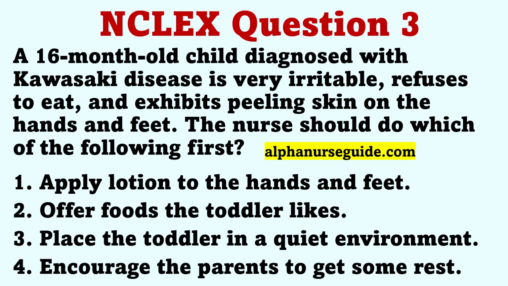The correct answer is 3. One of the characteristics of children with KD is irritability. They are often inconsolable. Placing the child in a quiet environment may help quiet the child and reduce the workload of the heart. Although peeling of the skin occurs with KD, the child's irritability takes priority over applying lotion to the hands and feet. Children with KD usually are not hungry and do not eat well regardless of what is served. There is no indication that the parents need rest. Additionally, in this situation, the child takes priority over the parents.